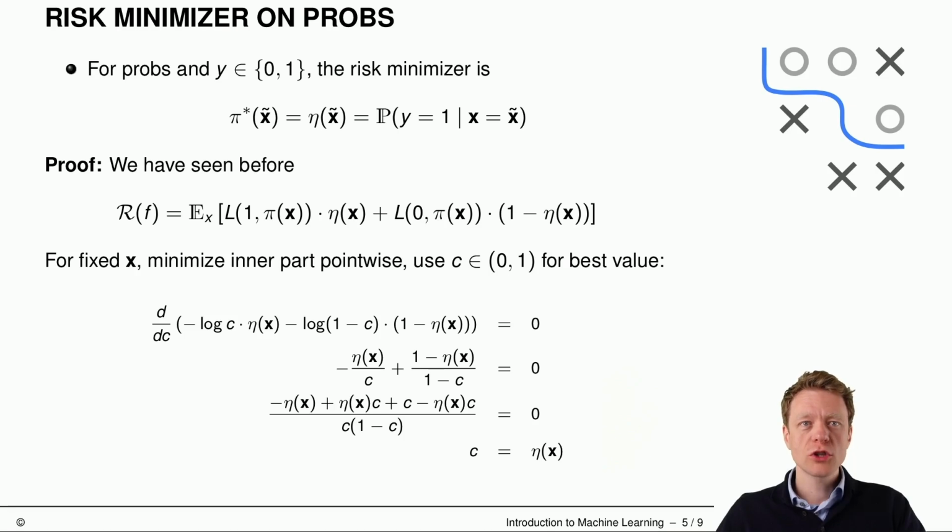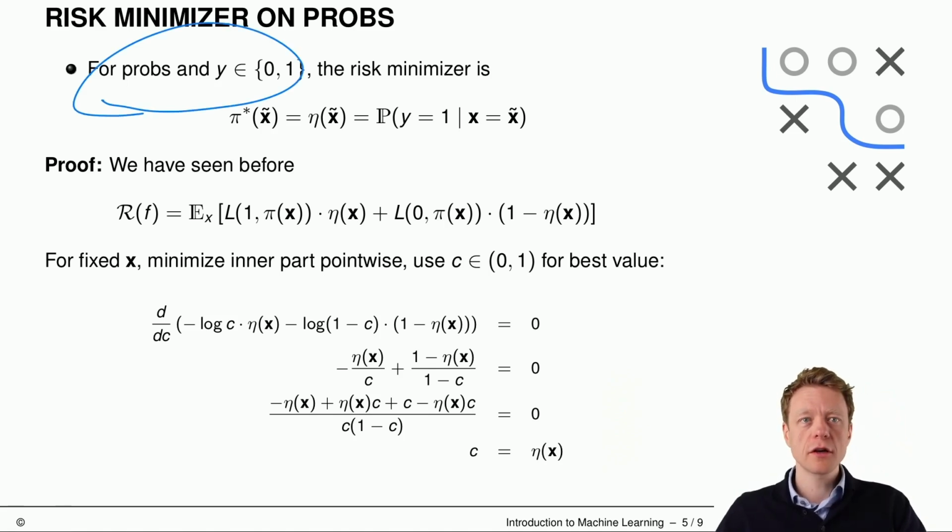Now I want to look into the risk minimizers of these loss functions. We will look at the risk minimizer on probabilities and the risk minimizer on scores, but we start with the risk minimizer on probabilities.